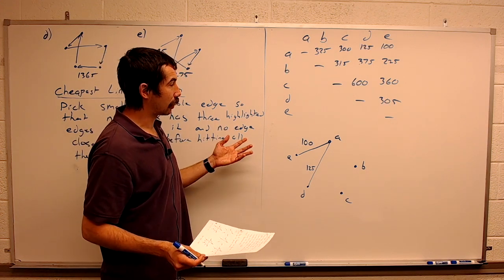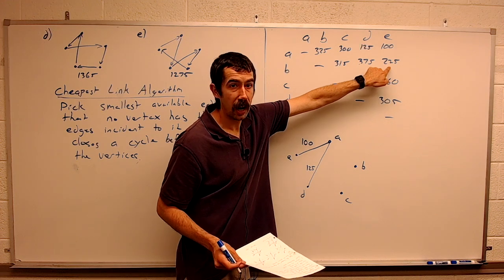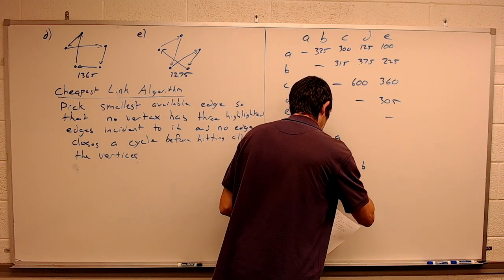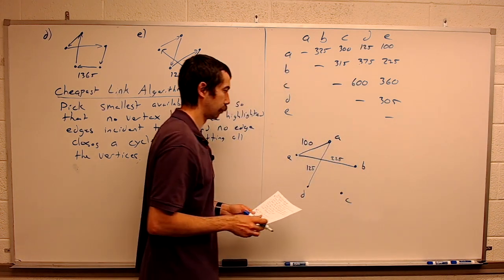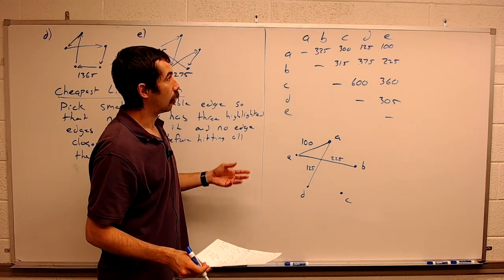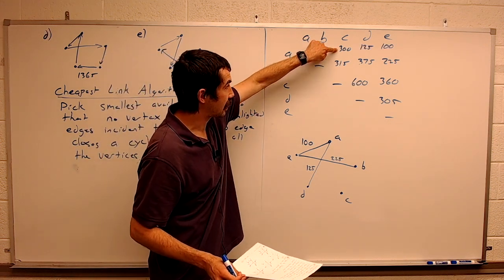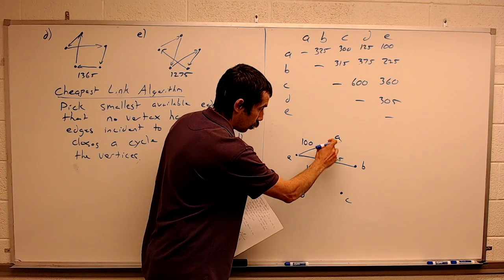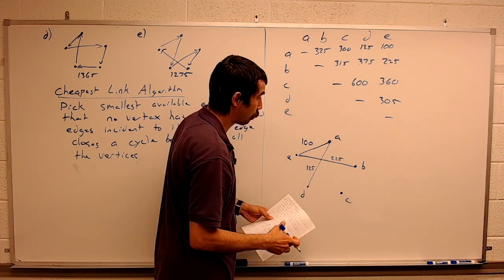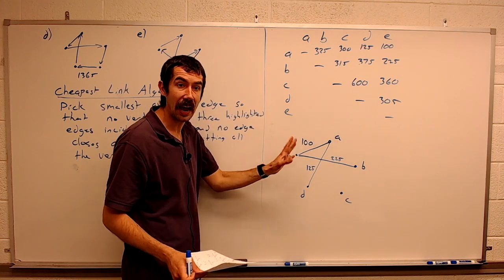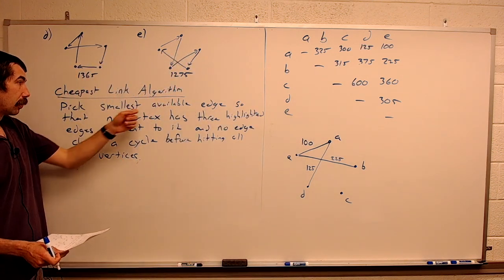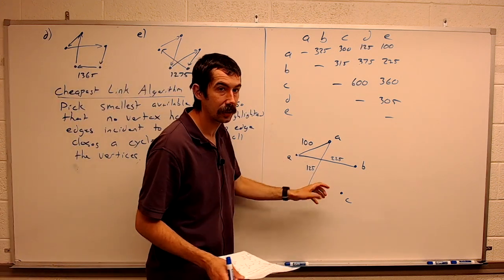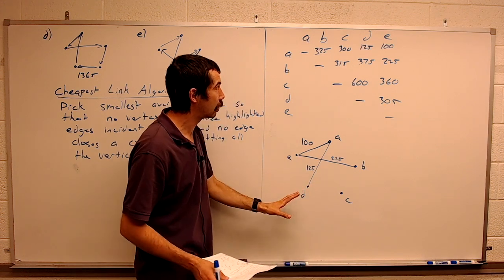Okay, what's the edge with the least weight available? 225. BE. All right, what's next? AC is the next smallest. If we were to include AC, we got some problems here. If we include it, we would have 3 edges coming out of A, which we can't have, right? That's one of our conditions, so that no vertex has 3 highlighted edges incident to it. So if we included AC, we'd have some problems. So we're not going to use AC.